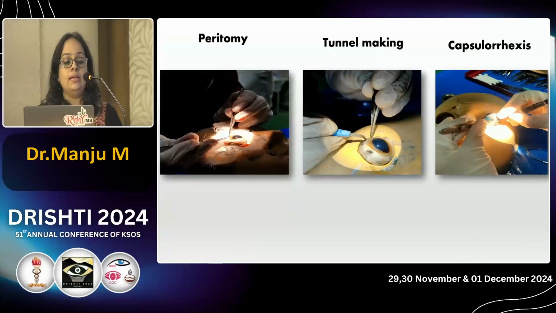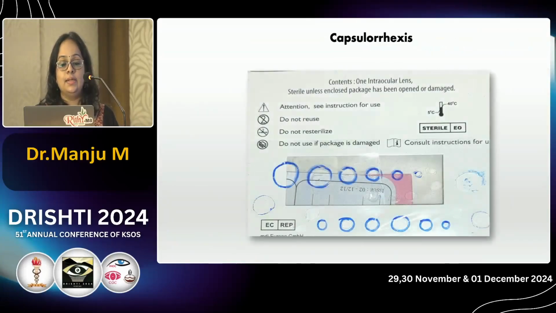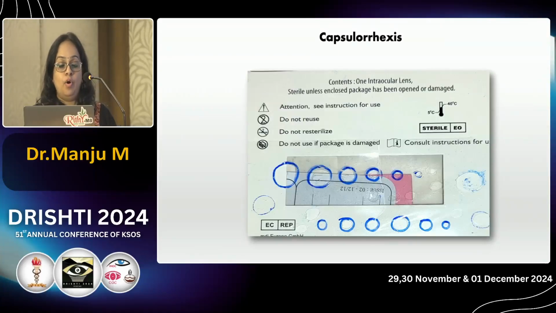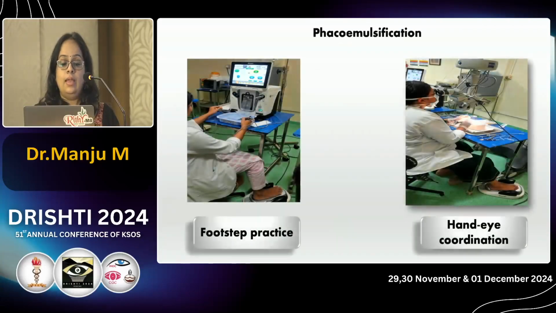And you can practice steps like peritomy, tunnel making, and capsulorhexis. You can also practice capsular access in these IOL boxes. By drawing circles, you can limit the area and have a controlled practice of the capsular access. And phaco, in the wet lab, you can always practice footpedal practice and have better eye-hand coordination also.